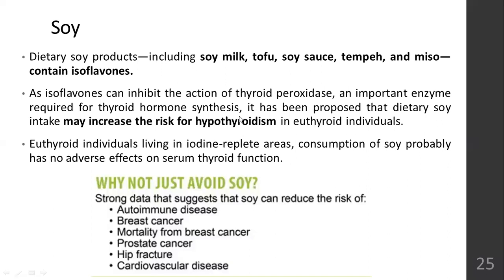Why, even after having this risk, why not just avoid soy? Why can't you just avoid soy? Because there are very strong evidence-based studies that we already have done on soy, and we know the conclusion that soy can reduce the risk of autoimmune disorders, breast cancers, mortality from breast cancers, means death rate from breast cancers, prostate cancers, hip fractures, as it is a good source of calcium, and cardiovascular diseases. So soy as a product has so many good advantages. It is such a good nutritious product. It has such good health benefits. Just because it increases the risk of hypothyroidism, we can't take it out from the diet. That is not enough reason to take soy out of your diet.